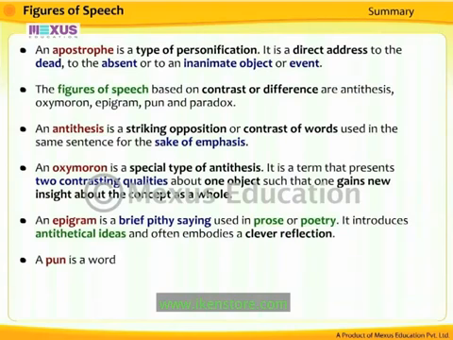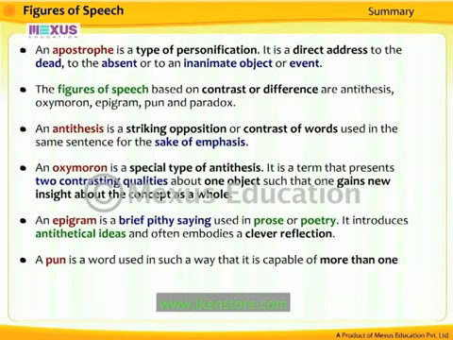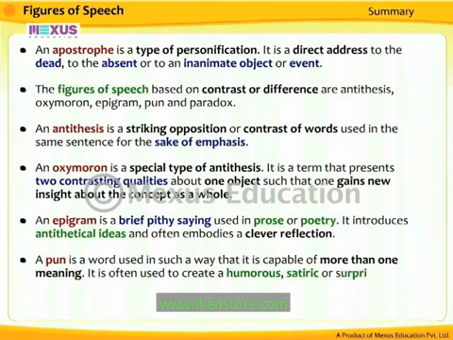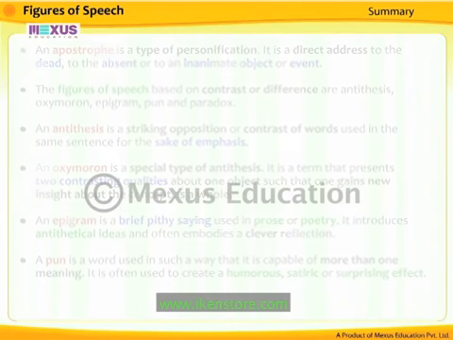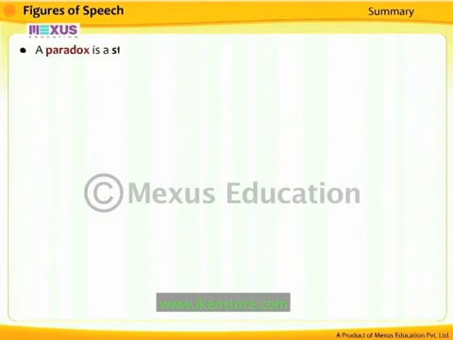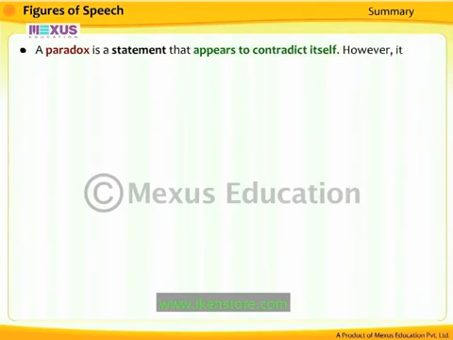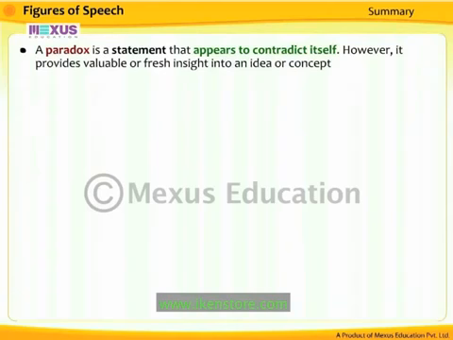A pun is a word used in such a way that it is capable of more than one meaning. It is often used to create a humorous, satiric, or surprising effect. A paradox is a statement that appears to contradict itself. However, it provides valuable or fresh insight into an idea or concept by the seeming use of contradiction.